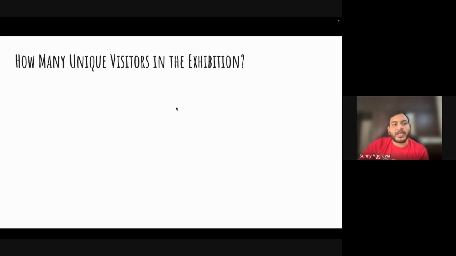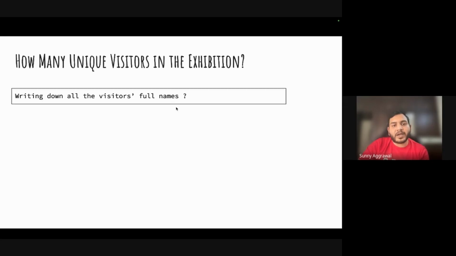So let's say we have to count how many unique visitors are there in a particular exhibition. How would you do it? If we think in the database kind of model, typically what you would do is record the name of every person that is visiting. Names can collide, but let's say that even if the names are unique, effectively you have to write down all the names of all the people, which will require a lot of pages, and then you will do the counting, right? And let's say you might record one name multiple times, so you have to handle uniqueness.